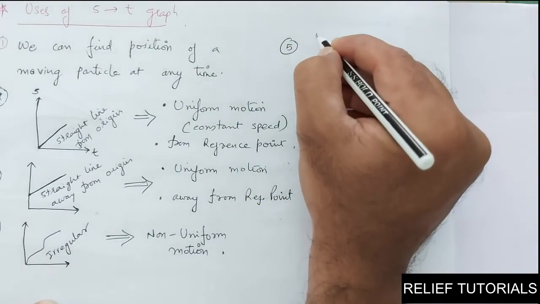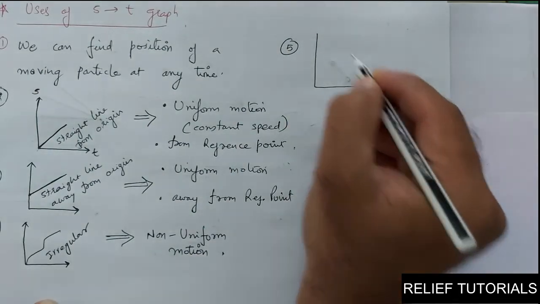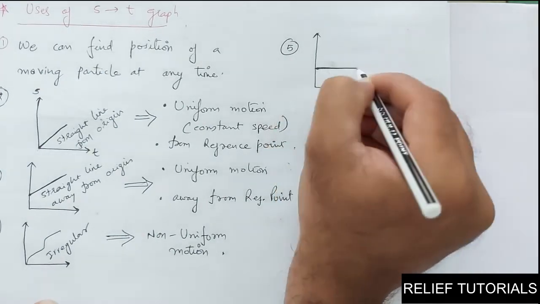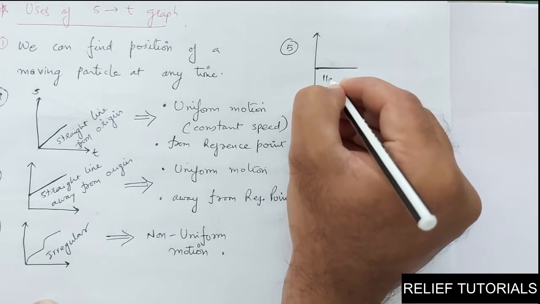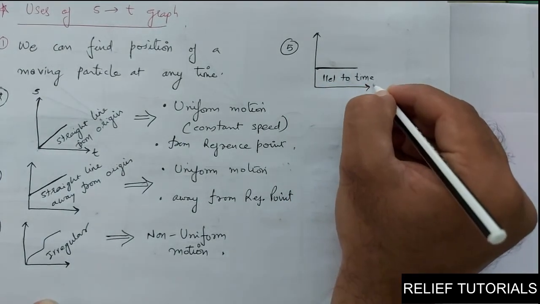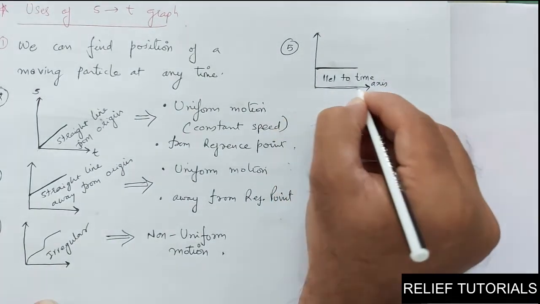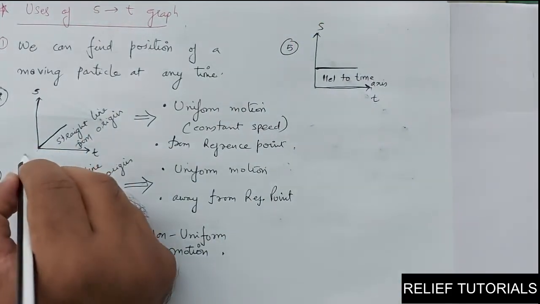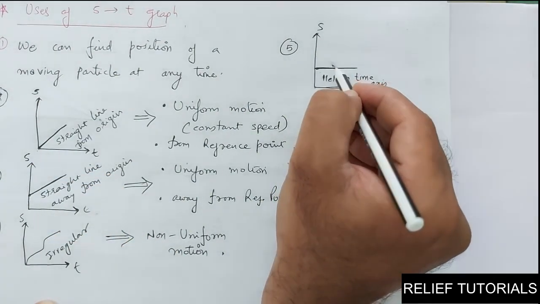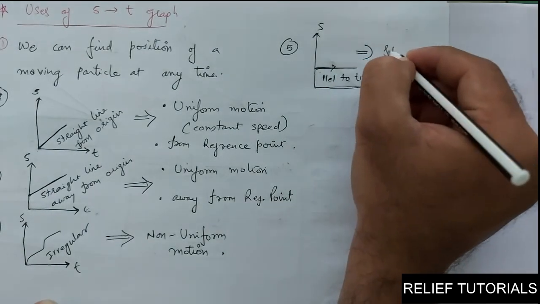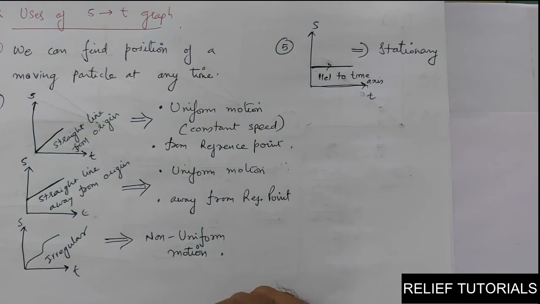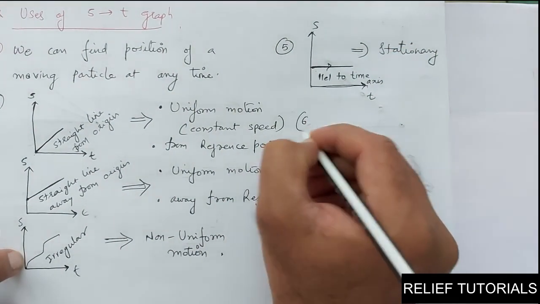Fifth one, if the graph of a particle is horizontal, or we can say this graph is parallel to the time axis, meaning the x-axis. This is time and here is distance, and we have been trying this S versus T. So if the graph is parallel to the time axis, it indicates the particle is stationary, not moving.